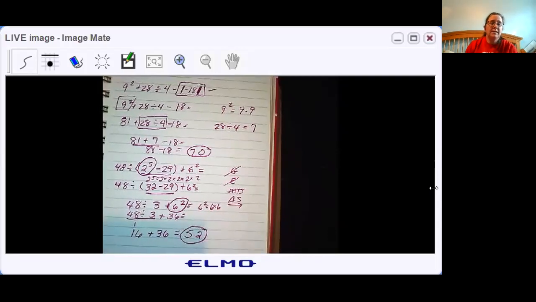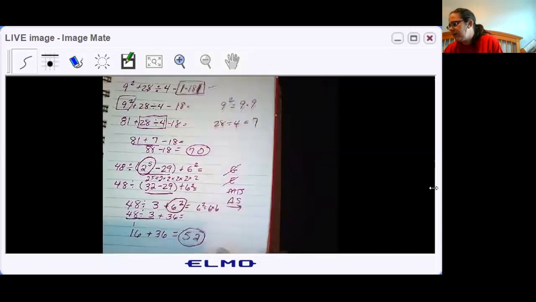There are all kinds of places this could have gone wrong. You could have done 2 minus 29 before you took it to the 5th power, and that would have changed everything. You could have done 48 divided by 32. Yeah, that would have changed everything. So following the order is super, super, super important. Okay, so let's look at our next one.